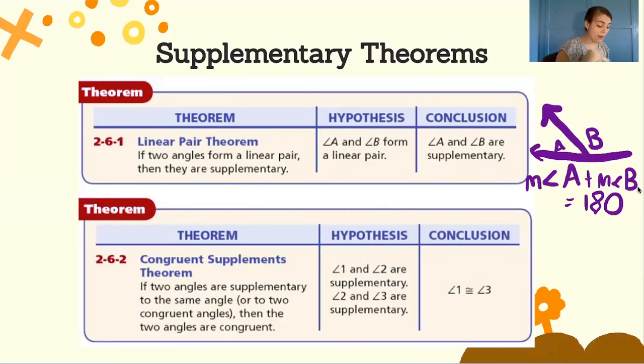The congruent supplements theorem says that if two angles are supplementary to the same angle, then they're congruent. So if I know that angle 1 and angle 2 are supplementary, and I know that angle 2 and angle 3 are supplementary, then because they're both supplementary to angle 2, angle 3 and angle 1 have to be congruent because they both add to the same number to equal 180.